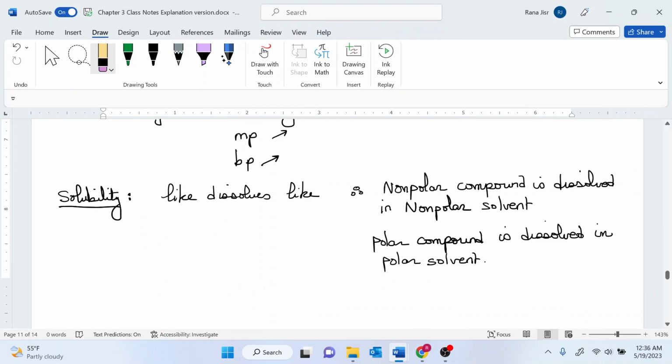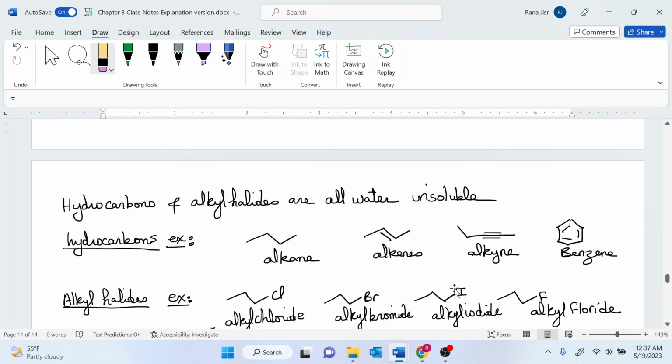Solubility is when a solute is dissolved in a solvent or when two solutions are miscible with each other. And the rule for solubility is like dissolves like, meaning that if you want to dissolve a nonpolar compound, then you have to choose a nonpolar solvent. And same thing for the polar compound, you have to choose a polar solvent.